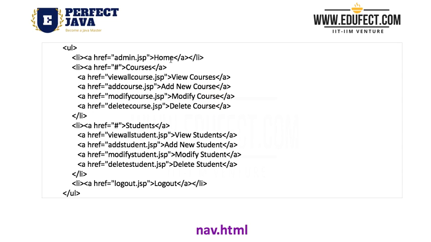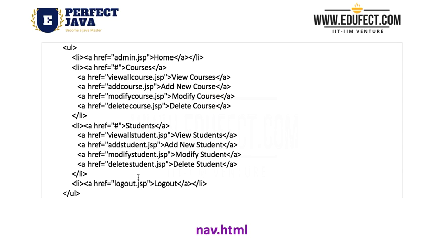So we have home, then we have courses, and within courses we want to give options like view course, add new course, modify course, delete course. And same we want to do in students. So within students we want to give an option of view students, add new student, modify student, delete student, and then log out. So these are the kind of options we want it to have.